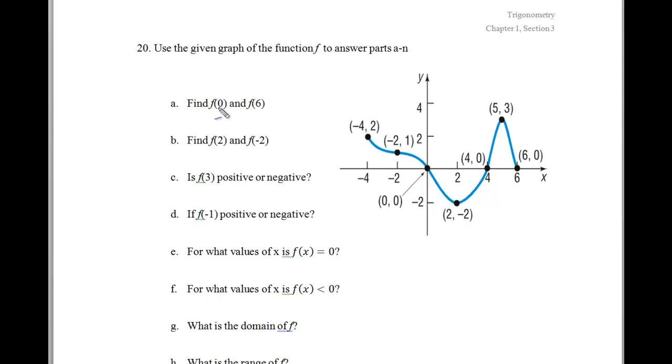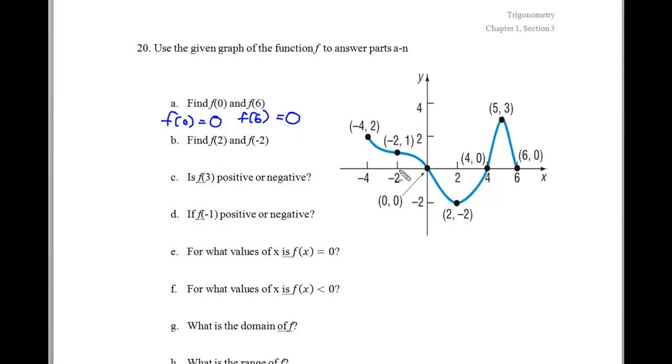In Part A, this is asking what is the y value when x is 0, or what is the answer to f of 0. So what we're going to do is look at 0 on the x-axis. So 0 on the x-axis is here at the origin, so f of 0 is 0 on the y. And we're going to go to 6 on the x-axis, so f of 6 is going to be 0 on the y again. Coincidence that they were the same.